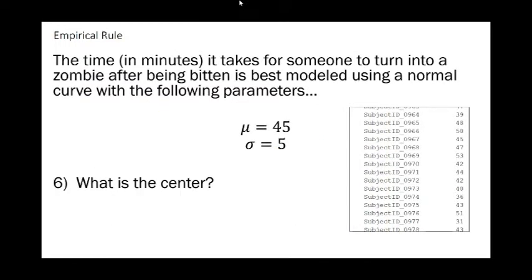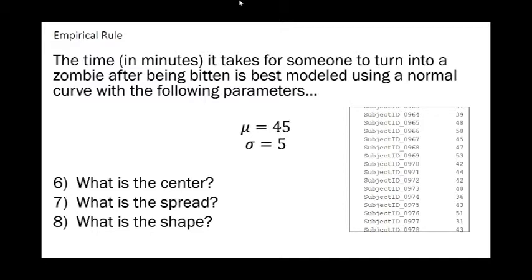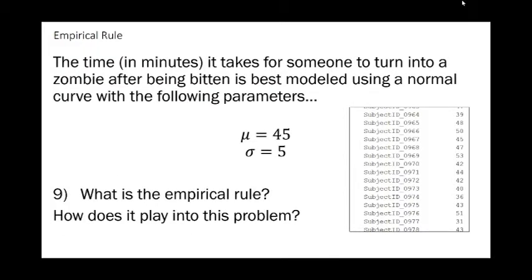What is the center? The center here is the mean. This is 45 minutes. What is the spread? This is the standard deviation. This is 5 minutes. What is the shape? This is the normal distribution. This is the probability model that we're using to try and get an idea of how long it's going to take for somebody to turn into a zombie. The time in minutes it takes for someone to turn into a zombie after being bitten is best modeled using a normal curve with the following parameters: mu equals 45, standard deviation equals 5.